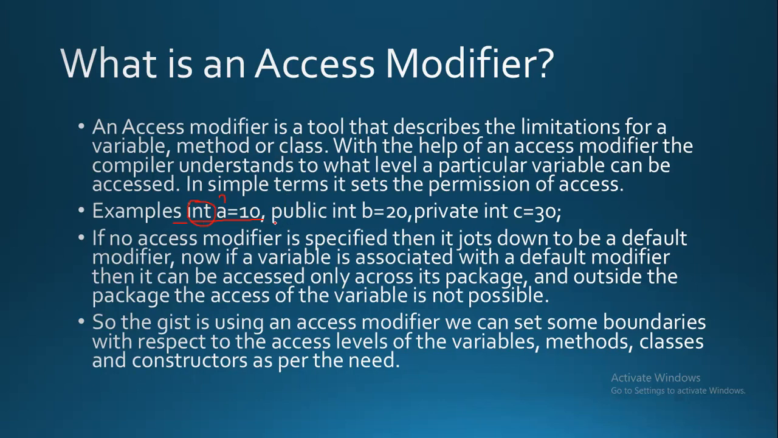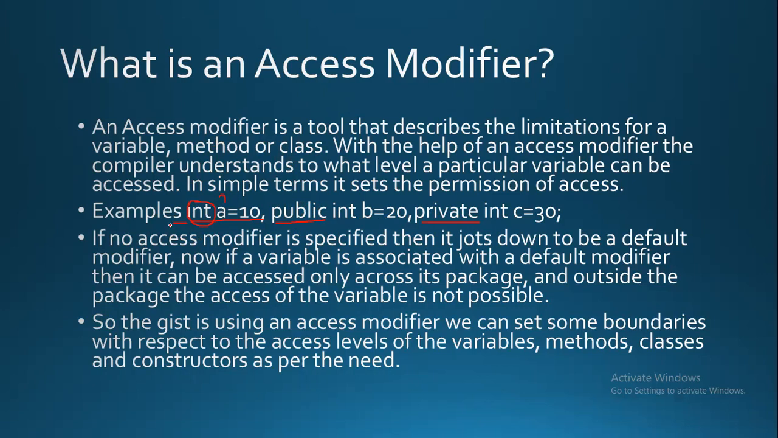In the next example, we have the public access modifier. This is the place where you have to assign an access modifier prior to the data type. If this becomes public, then it's available to all. The scope of this is high. We will discuss details of each type of access modifier as we proceed further. And then here we have the private access modifier.